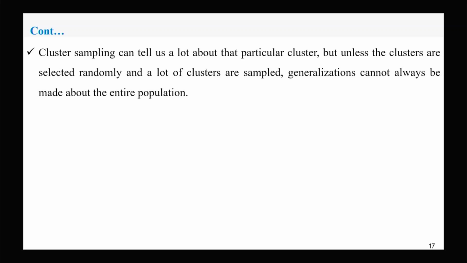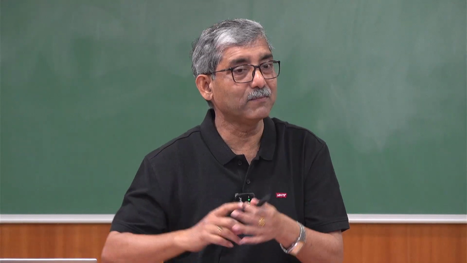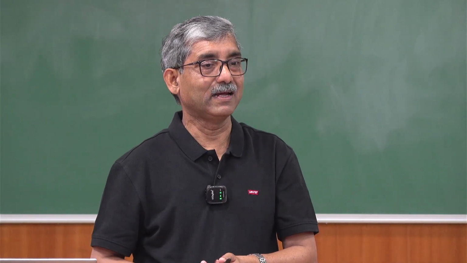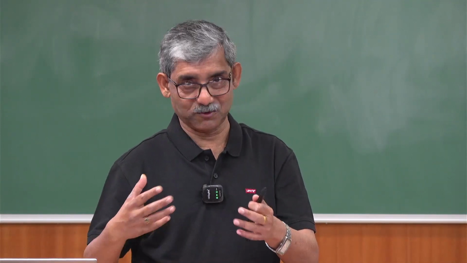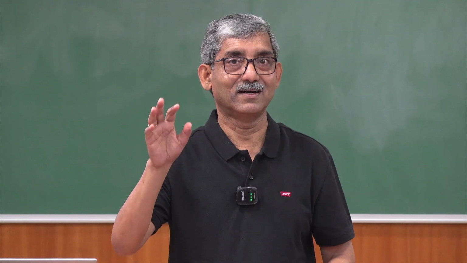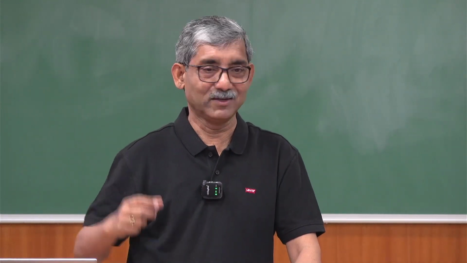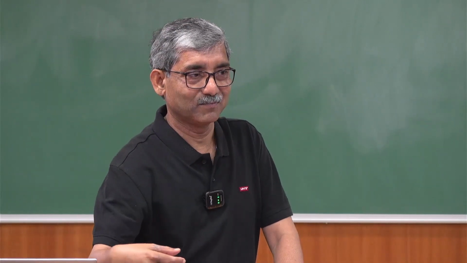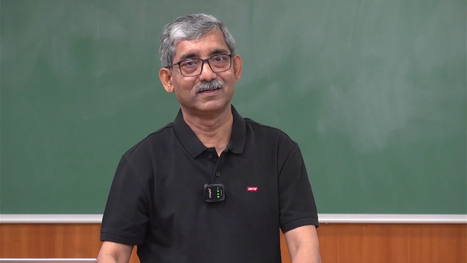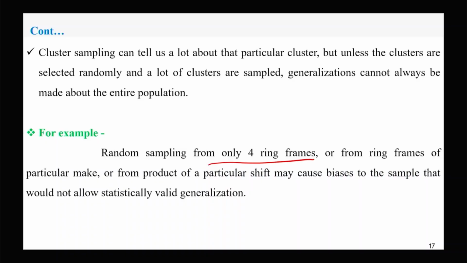So what happened here? Cluster sampling can tell about these 4 ring frames, or maybe the day shift, but it may not give the right picture of the entire population. So you cannot always generalize it to the entire population, but it's a simple way of doing it. You just take 4 ring frames randomly and then do it, or ring frames from a particular make, that we can do.